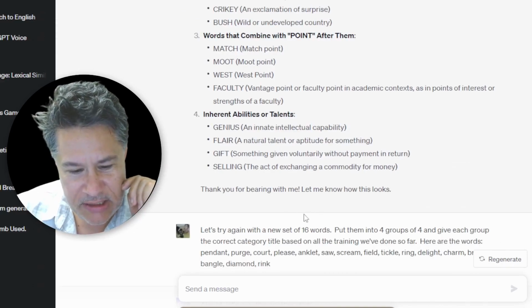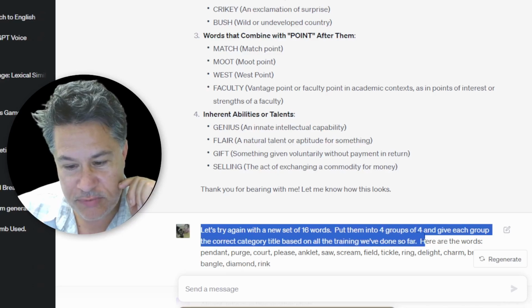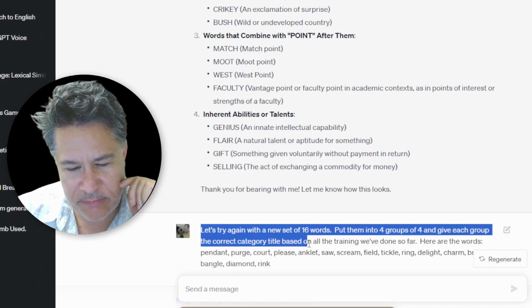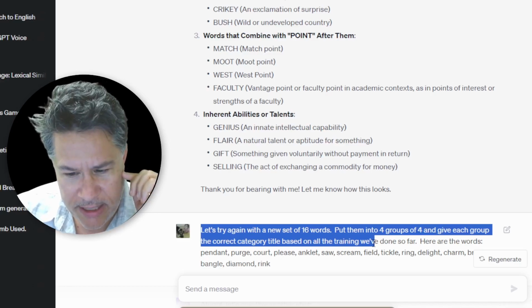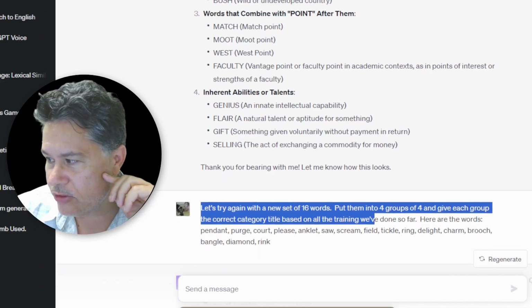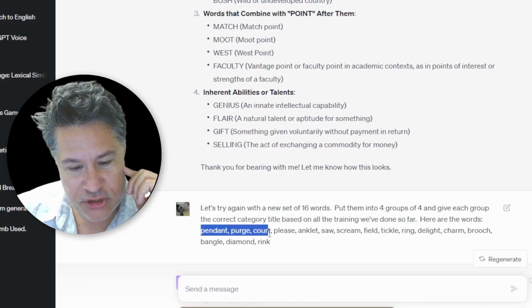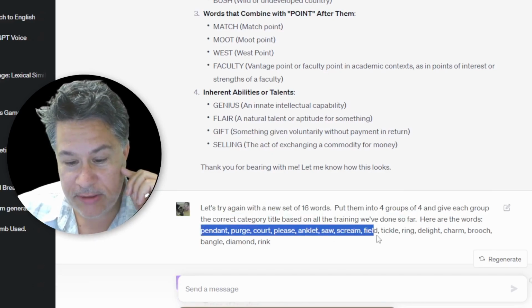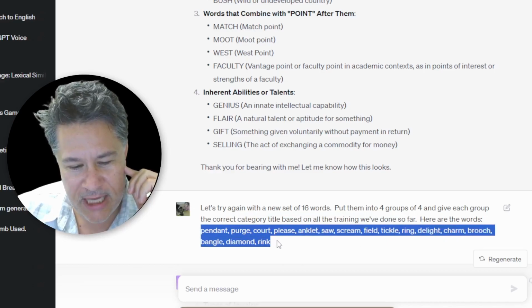So see what I said? I said, all right, let's try again with a new set of 16 words. Put them into 4 groups of 4 and give each group the correct category title based on all the training we've done so far, right? I don't want her to forget any of it. Here are the words, okay? Scroll a little bit. Do you guys remember this one? Pendant, purge, court, please, anklet, saw, scream, field, tickle, ring, delight, charm, brooch, bangle, diamond, and rink.